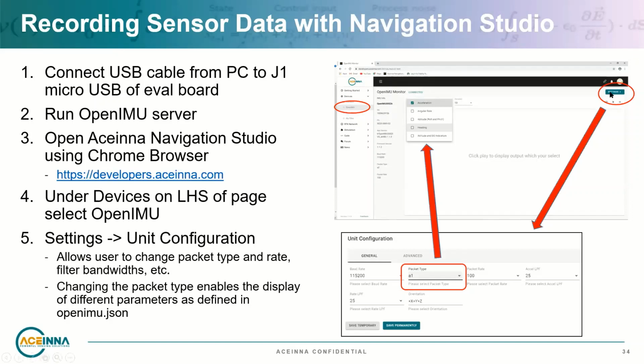Now, up in the top right-hand corner of the page is the Settings button. Clicking this opens the unit configuration window. And the parameters that you can select here directly reference the parameters in the OpenIMU.json file. So if you were to change those, different options would show up under the configuration here. With this, you can change all those settings, such as packet type, rate, the filtering that you use on the accelerometer and gyro, etc.